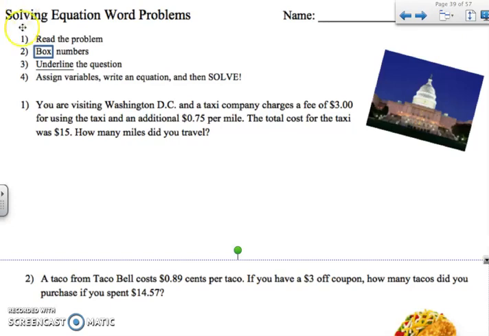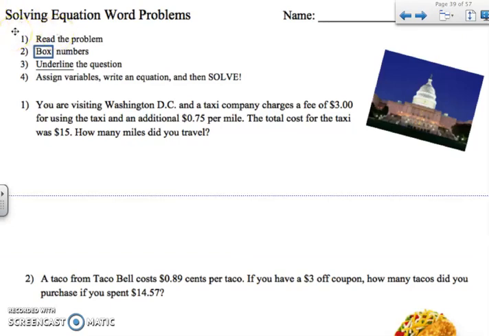Yay, word problems! So here's a video on how to set up a word problem and solve it. The first thing we're going to do is read the problem. The second thing is we're going to box some numbers. We're going to underline my question, and then we can assign some variables, write an equation, and then solve.